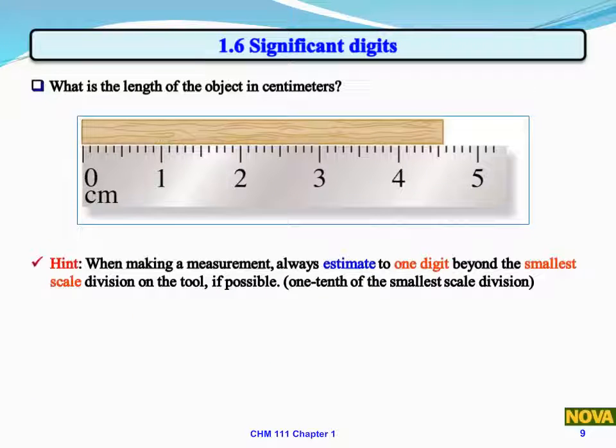Let's try to measure the length of the same object with a different ruler. What is the length of the object shown in the picture? Remember that, when making a measurement, estimate to one digit beyond the smallest scale division, if possible.